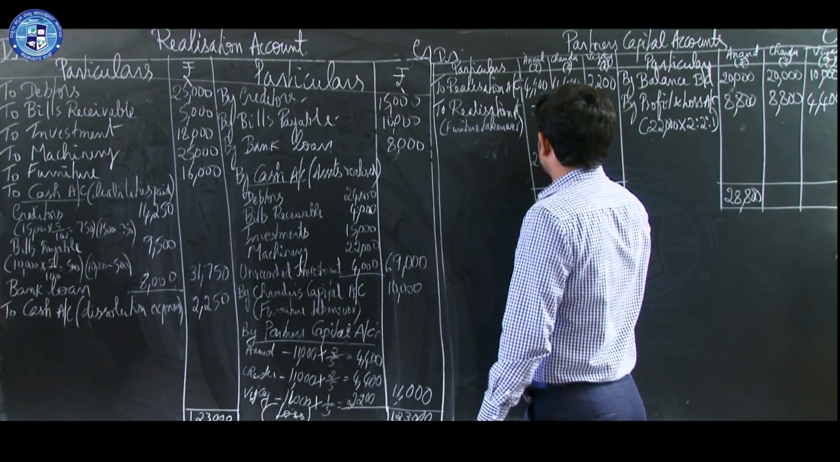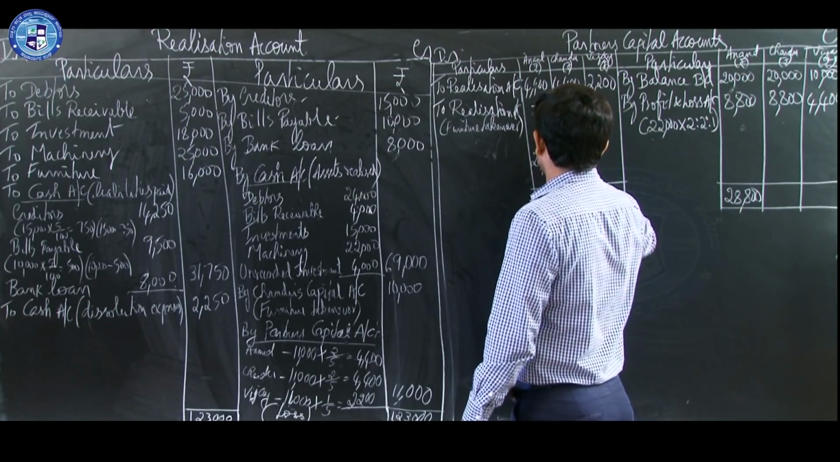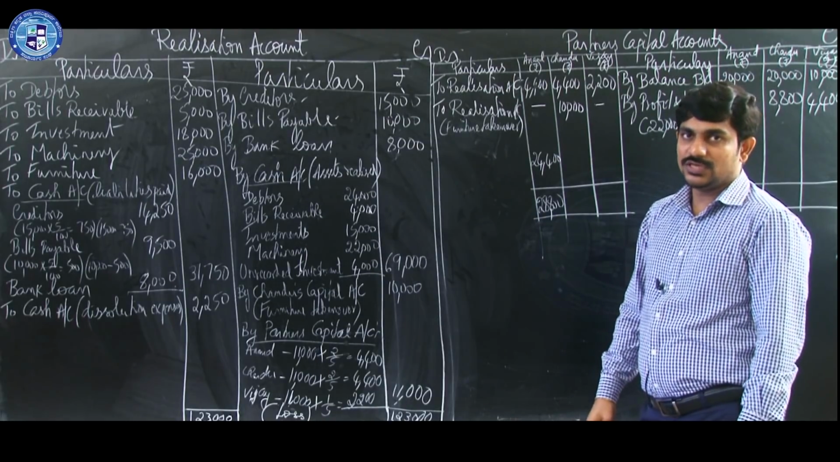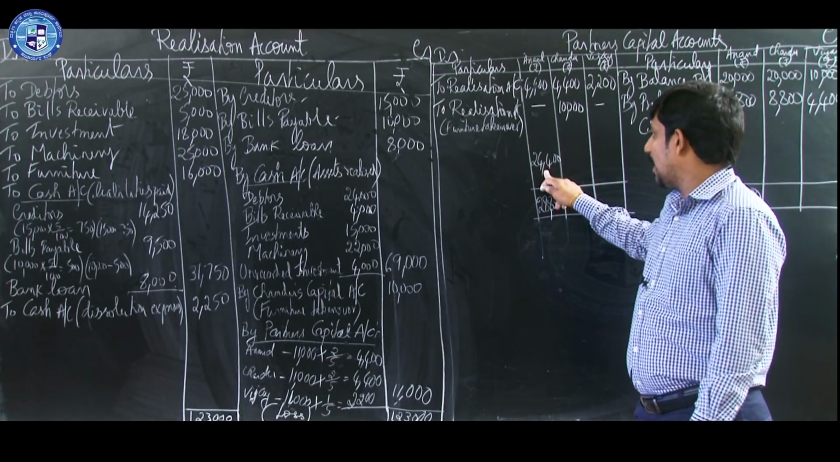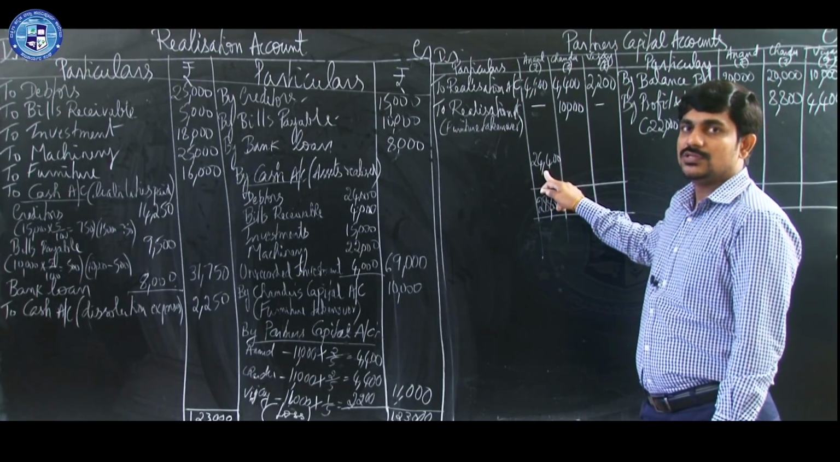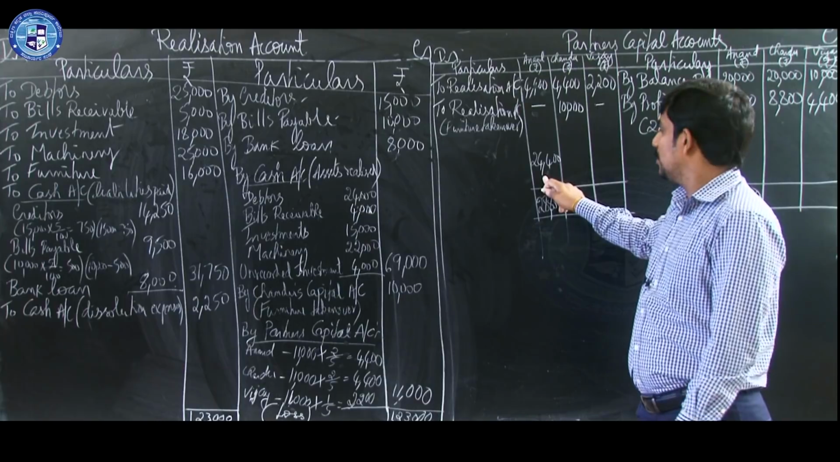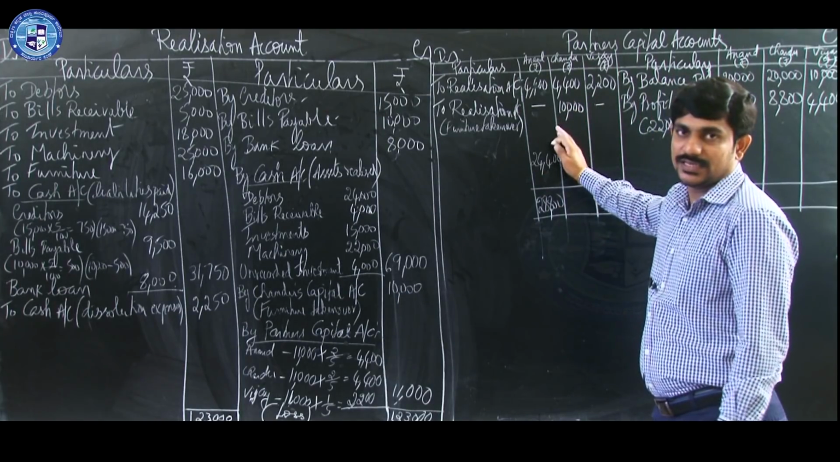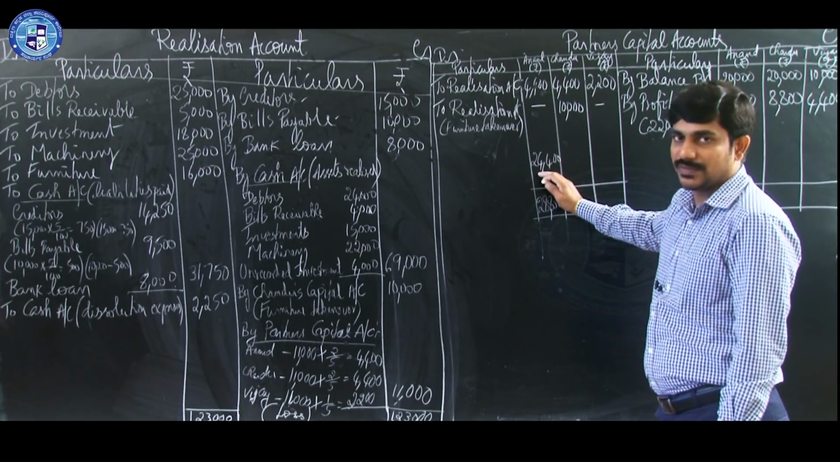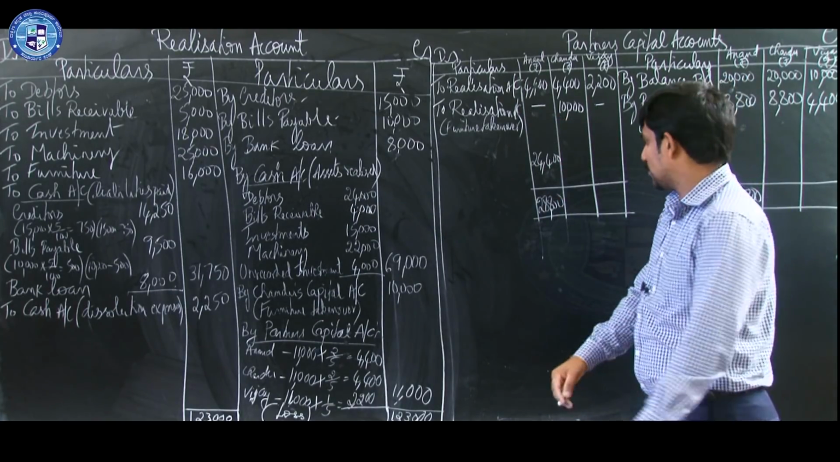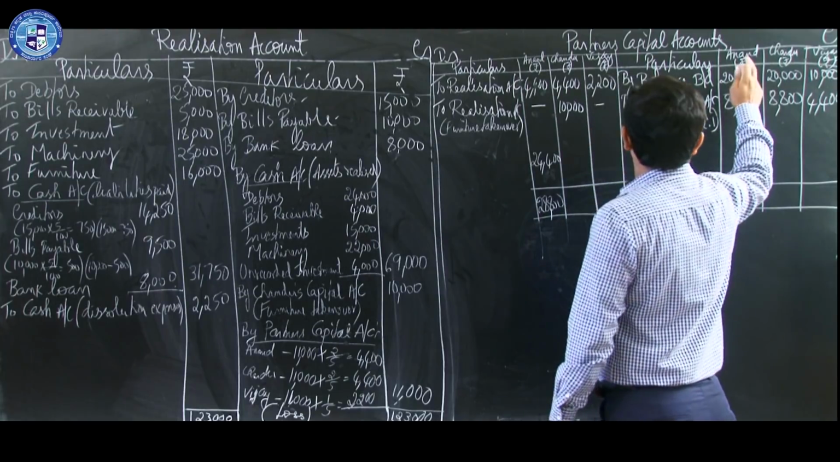How much is the balance? 24,400. The balance is 24,400. That means Anand will receive how much now, how much amount from the firm? 24,400, because his account shows a credit balance. Credit side is more, so it is a surplus balance. That means the partner has to receive money. So Anand will receive how much? 24,400.